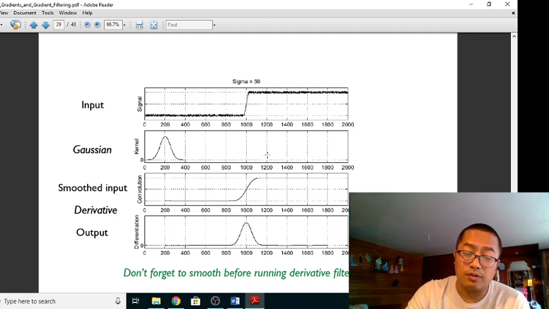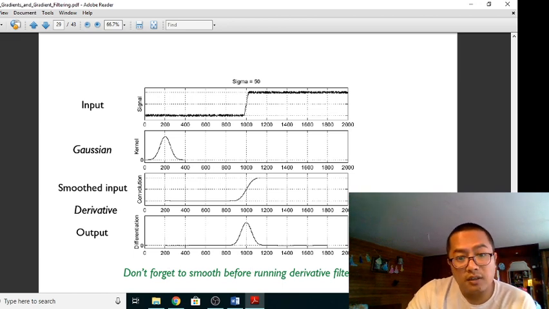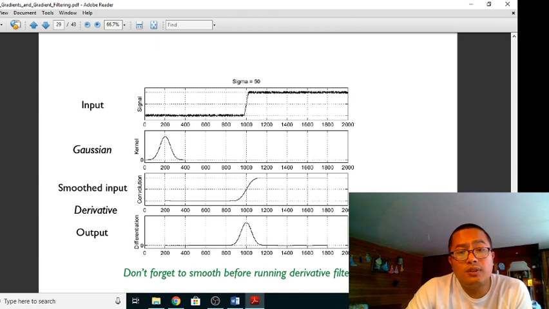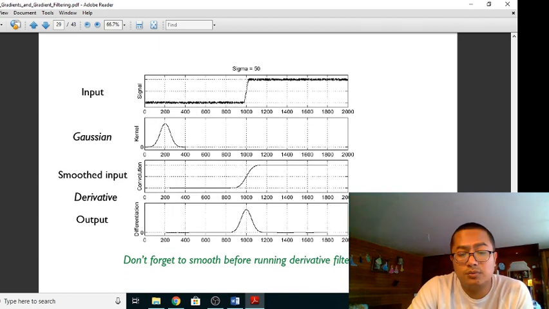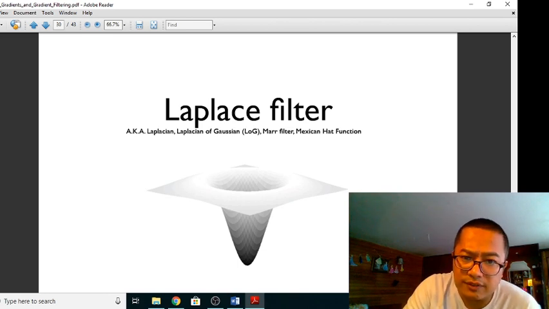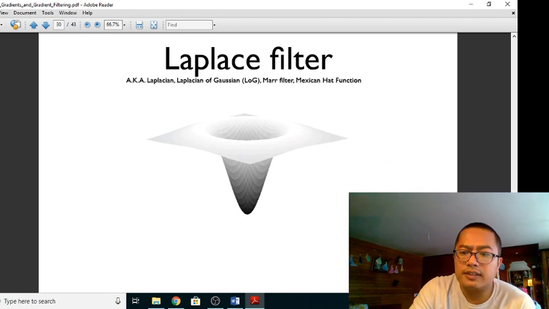So now we can confidently say that there is an edge here. The steps are: input image, smoothing, then we use a first order derivative, and any peaks will tell us it is an edge. There are many kinds of first order derivative filters: Sobel, Prewitt, Roberts. The last one is the Laplacian filter. The Laplacian filter is a second order derivative.